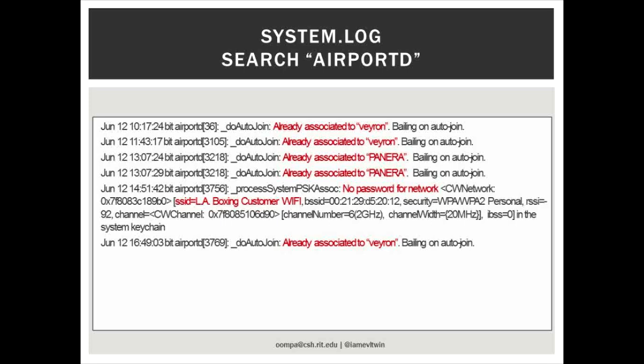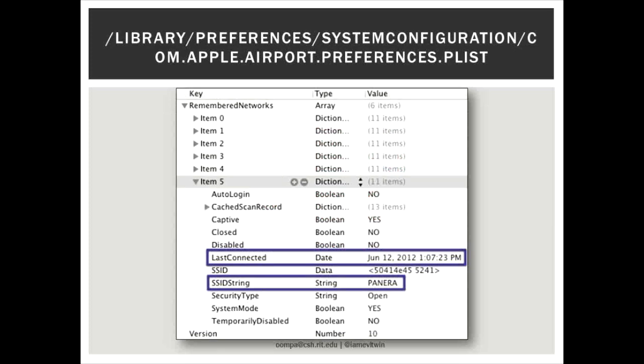If we do a search for airportd in the system log, we can see a couple of the hotspots or APs that this system was connected to. We can see Verizon, Panera, and it attempted to connect to LA Boxing customer Wi-Fi. It doesn't quite look like a successful connection, but it does appear that they attempted it.